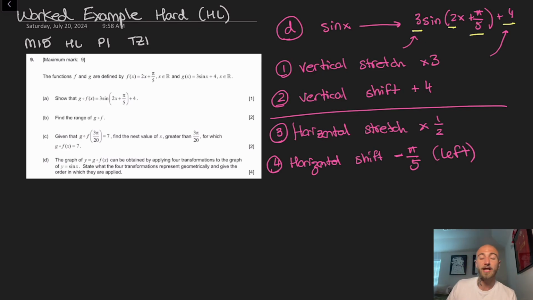Same kind of arguments apply for the order of these things. Had we applied the shift first, then the stretch, we would have had a total shift of pi over 10 units, which is not the case. We're looking for a pi over 5. So those should be enough to get us all 4 points here, and altogether enough to get all 9 marks for this question 9 question for the old IB HL exam.